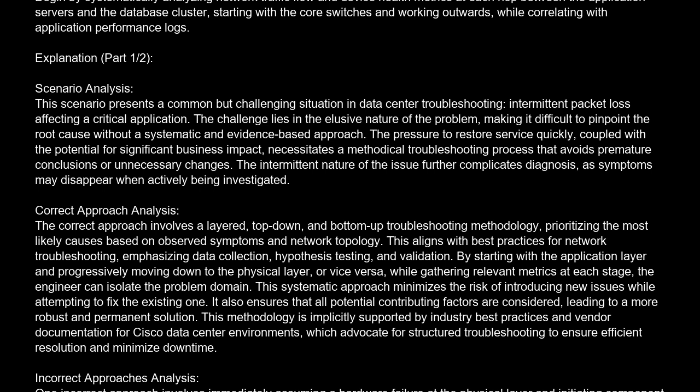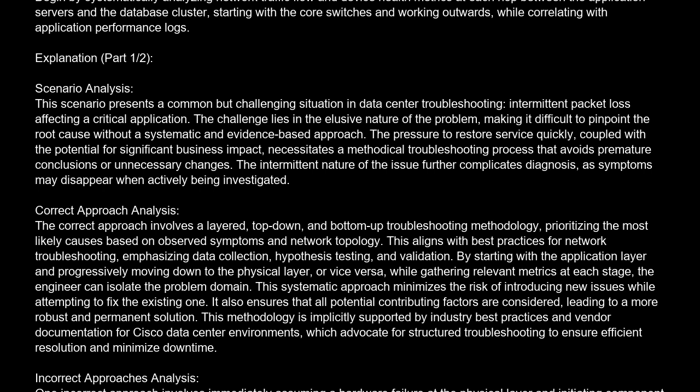Explanation. Scenario analysis. This scenario presents a common but challenging situation in data center troubleshooting: intermittent packet loss affecting a critical application. The challenge lies in the elusive nature of the problem, making it difficult to pinpoint the root cause without a systematic and evidence-based approach. The pressure to restore service quickly, coupled with the potential for significant business impact, necessitates a methodical troubleshooting process that avoids premature conclusions or unnecessary changes. The intermittent nature of the issue further complicates diagnosis, as symptoms may disappear when actively being investigated.